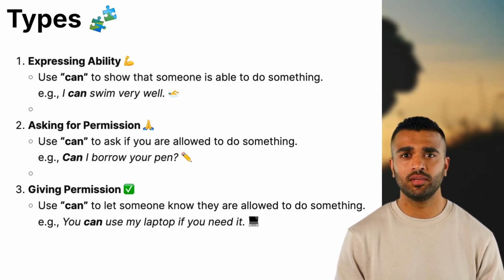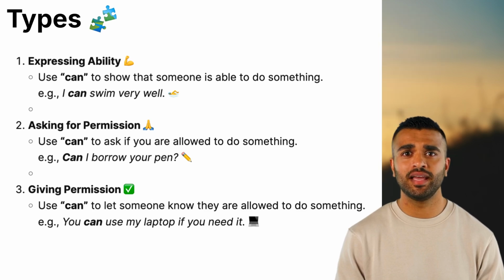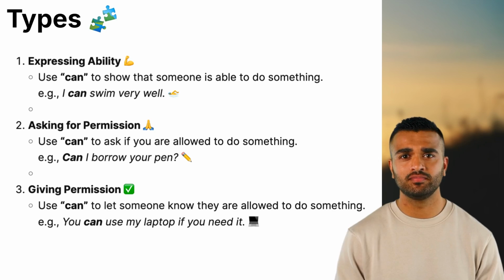Example: can I borrow your pen? This means I'm asking if it is okay to use your pen. More examples. Can I leave work early today? Can we sit here? If you want to ask for permission politely, use can in your question. 3. Giving permission. Use can to let someone know they are allowed to do something.